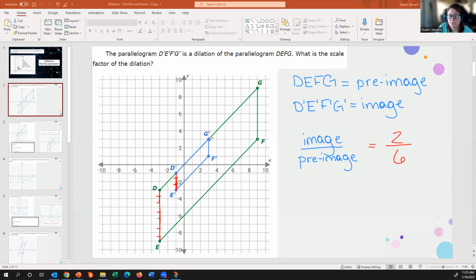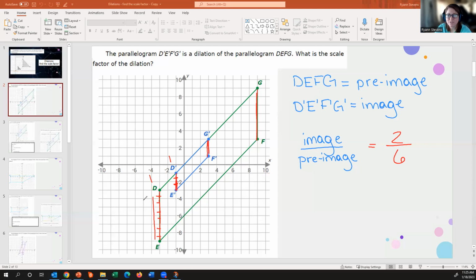Now you could also use the side GF here or GF here, but remember they have to be corresponding sides. So that's where we would have to use this one and this one, or we could use the other one, but we can't use DE and then GF of the image. Okay, so it does have to be the corresponding sides. Once we complete that dilation, this side DE results in this smaller side.